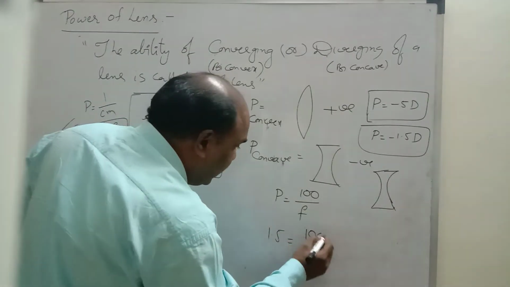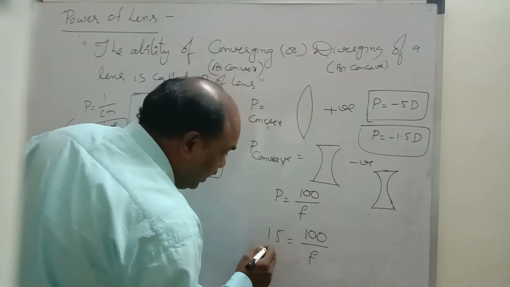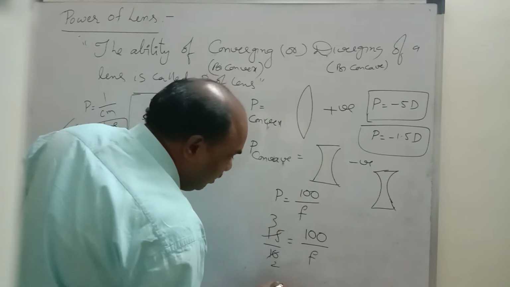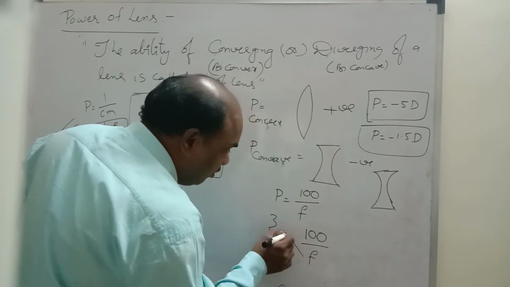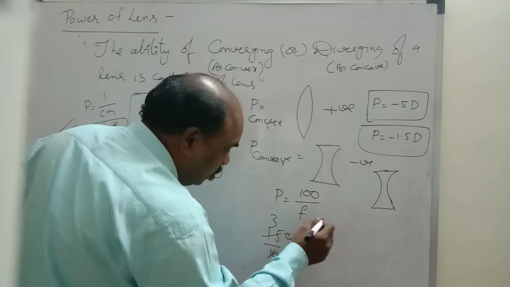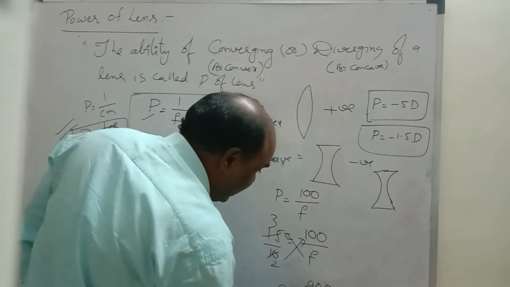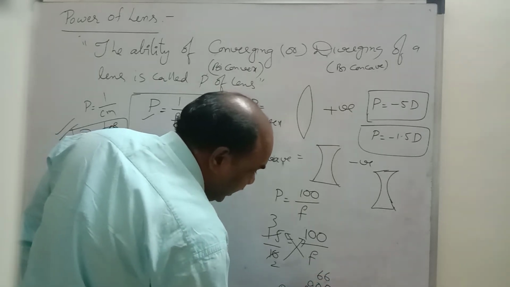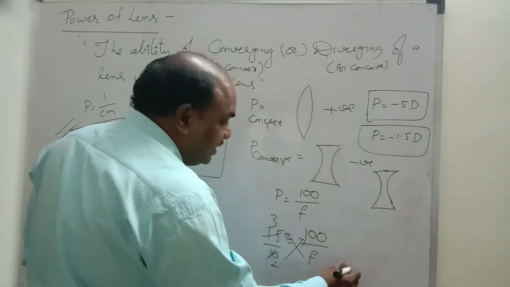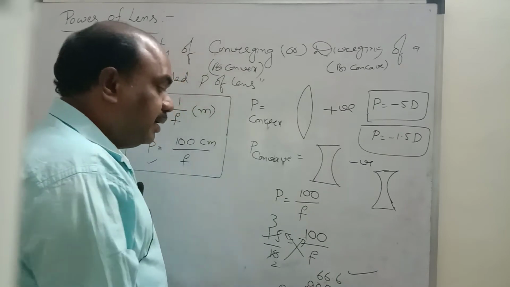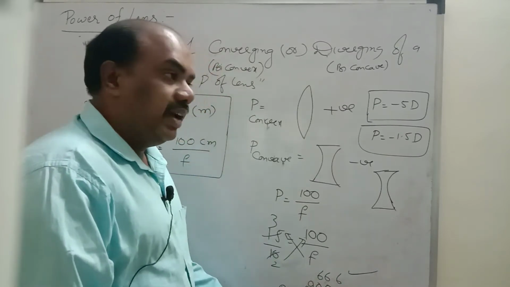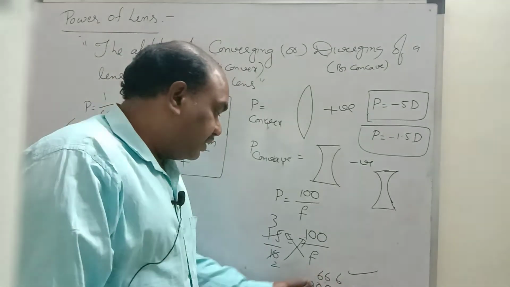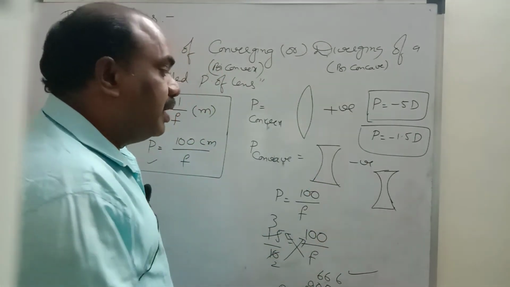P is equal to 100 by F. If you remove the decimal point, you write 15 over 10, that is 3 by 2. That means for the focal length, on cross multiplication, F goes into the numerator and 2 comes as 200 by 3. 200 by 3 means 66.66 centimeter is the focal length of the eye lens. What is the focal length of the eye lens? 66.66. This is the focal length of a myopia patient.